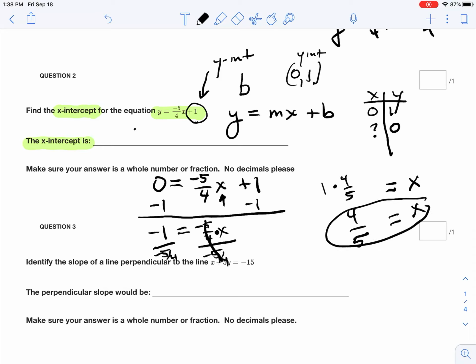So all I would type in is 4/5. Okay? 4/5. Done. Leave that question be.